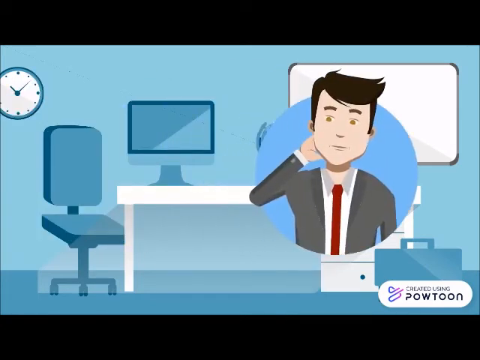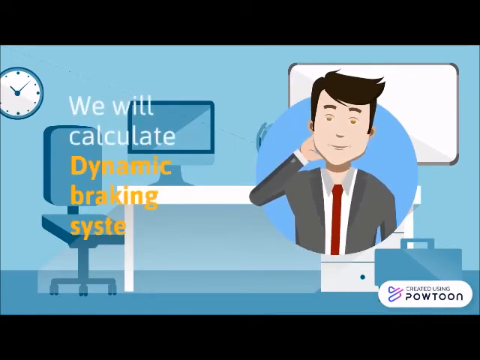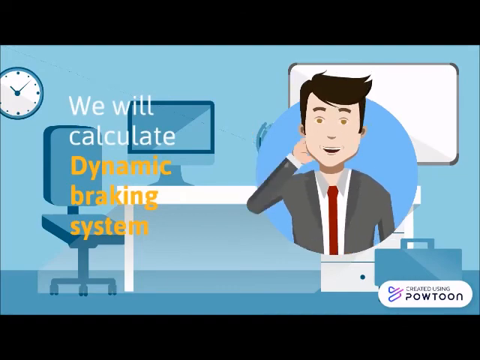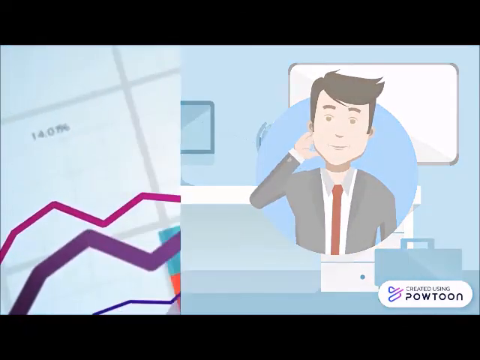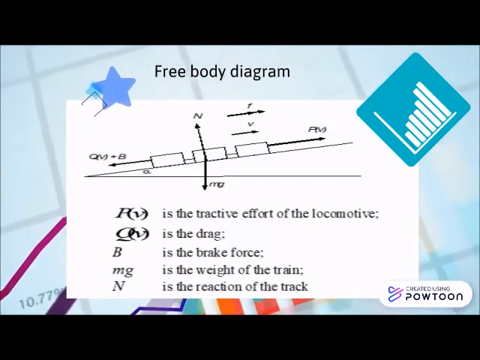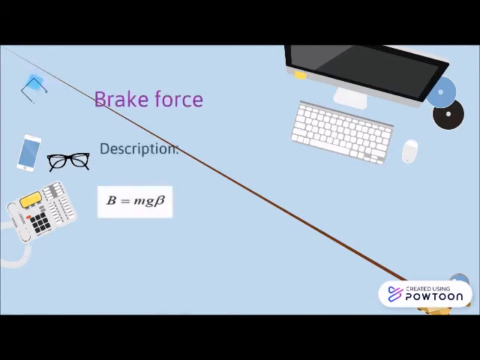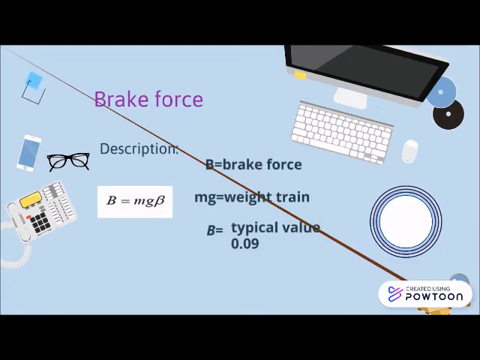From this slide, we will learn how to calculate dynamic braking system. This is the free body diagram for how to calculate the braking system. Now, we will look at the brake force formula. B is the brake force, m times g, gravity, gives us the weight of the train, and beta, the typical value, is 0.09.